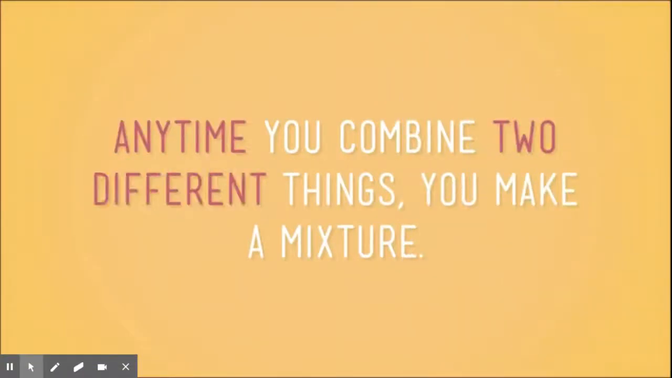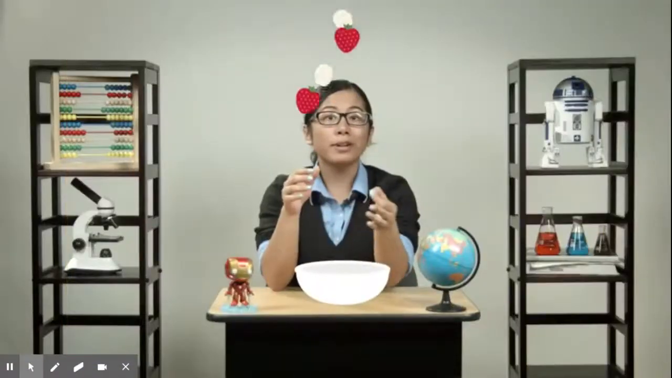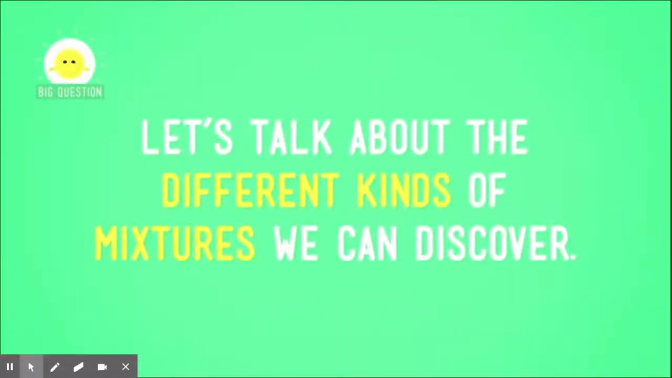Anytime you combine two different things, you make a mixture. Whether it's strawberries and bananas, raspberries and blackberries, or cantaloupe and Legos. Which I don't recommend eating at all. I'm just saying it's a mixture. So let's have a little science with our picnic, shall we? Let's talk about the different kinds of mixtures we can discover.